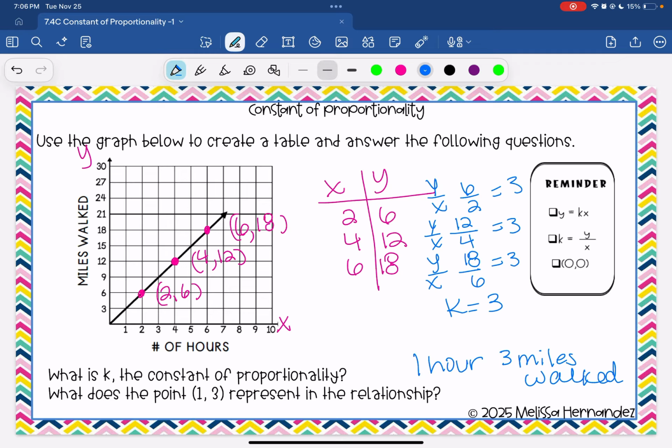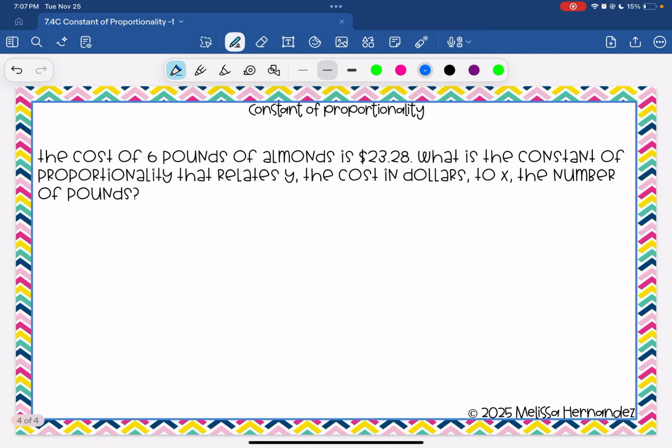If you notice, I have a little reminder. I recommend you pause the video and write this down. The equation for a constant of proportionality will be y equals kx. It can also be y equals mx. Just remember there's nothing after the x. And then k equals y over x. And then I said 0, 0 because it would go through the origin and it would be a straight line, which is why I always recommend students just graph ordered pairs so they can see it.